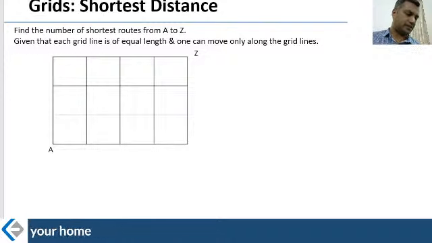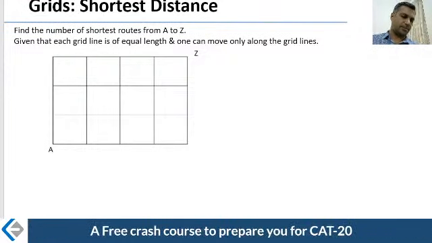All right. Next one on the grids. Next one on the grid, shortest distance. Find the number of shortest routes from A to Z.